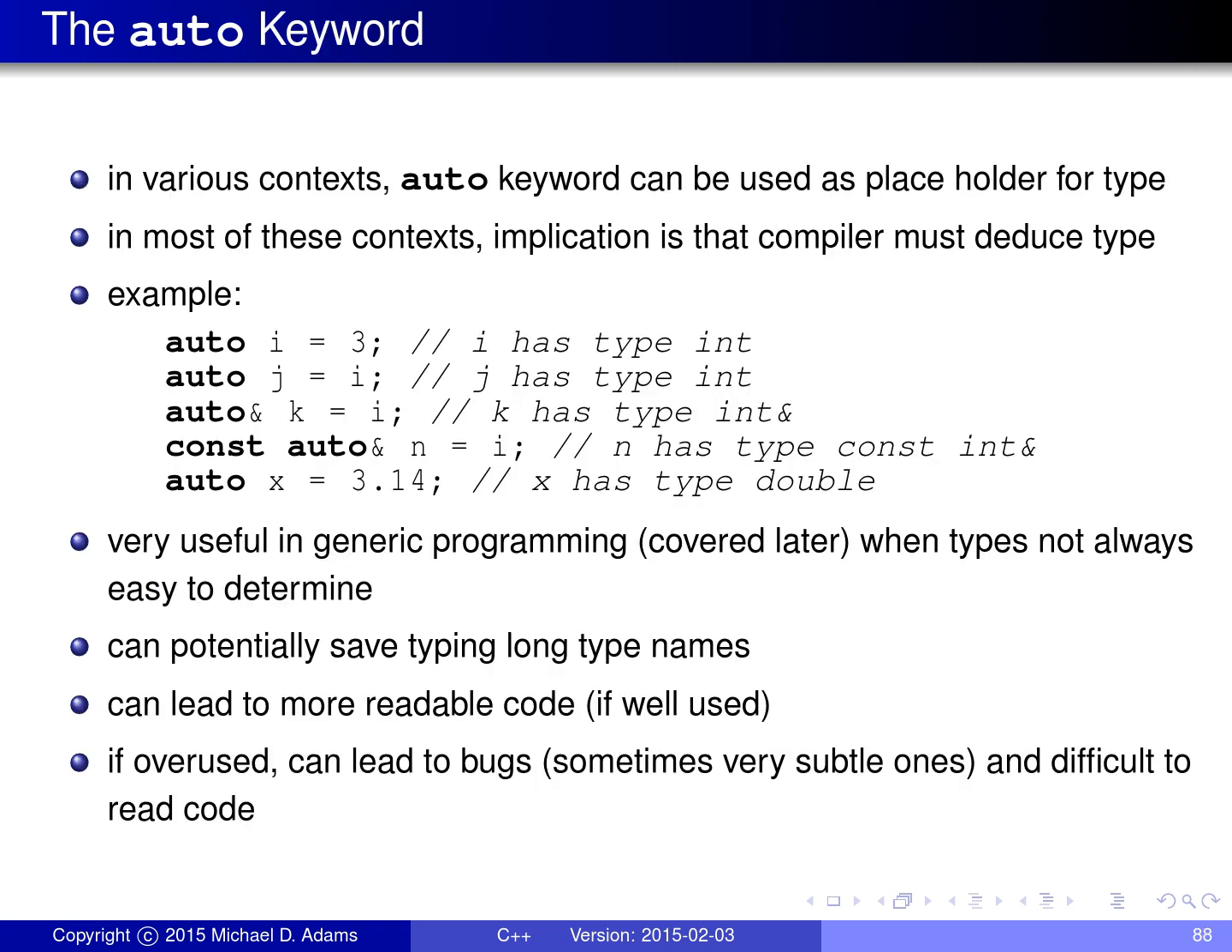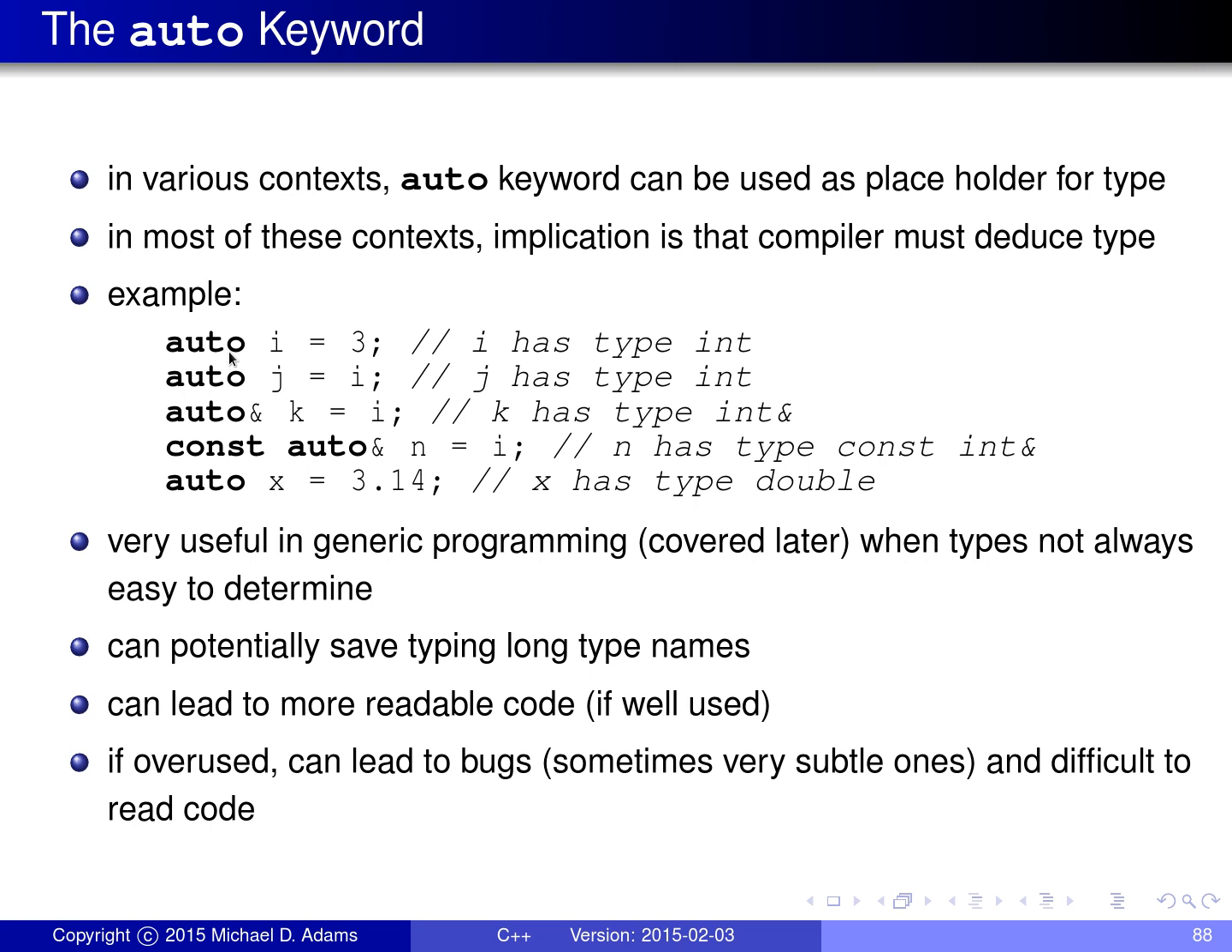Another keyword in the C++ programming language is the auto keyword. And in various contexts in the language, the auto keyword can be used as a placeholder for type. And in most of these contexts, the implication is that the compiler has to deduce the type. So just to give some simple examples of the use of the auto keyword, we're trying to define a variable called i, and we're initializing it to the value of 3. And notice instead of specifying an actual explicit type for the variable i, we've specified auto. And what this means is the compiler essentially has to deduce the type.